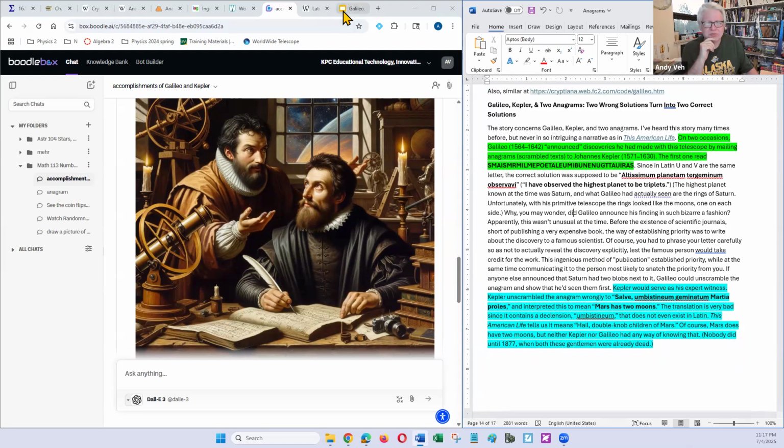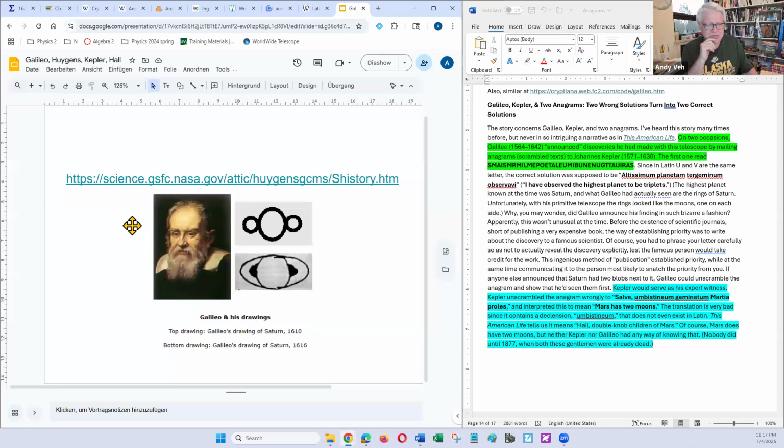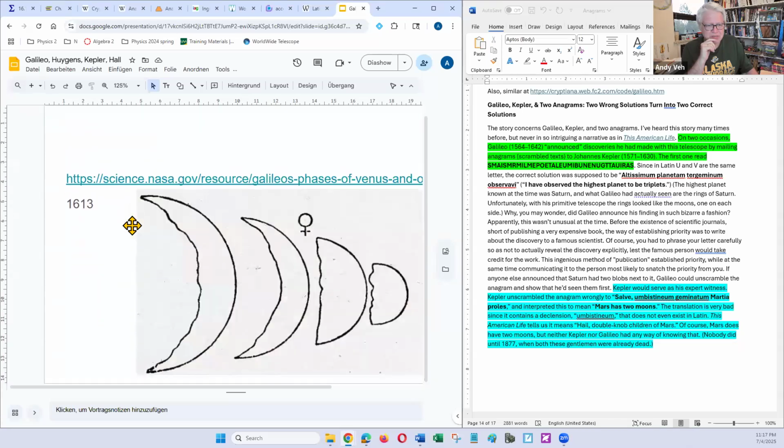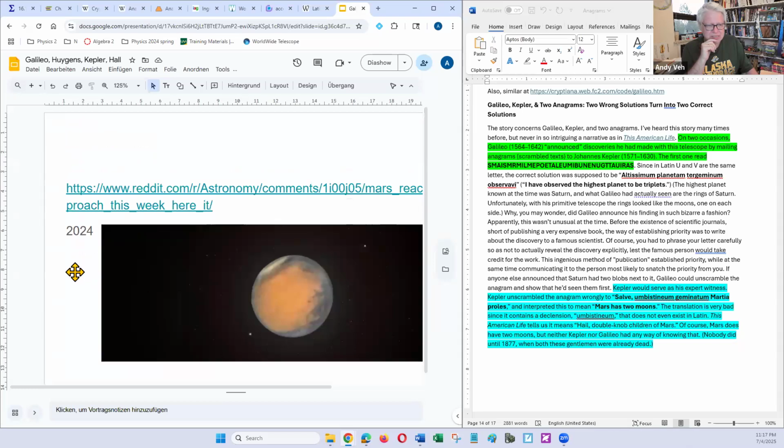I can show you Mars has 2 moons. I'm going to go down here a little bit. There we go. Yes, this is a photo from 2024 from an amateur astronomer. And Mars's moons are so small, they're captured asteroids. They could not have been observed in the year 1600. It actually took until 1877, by Asaph Hall, an American astronomer, to discover them. So that's not what it was.